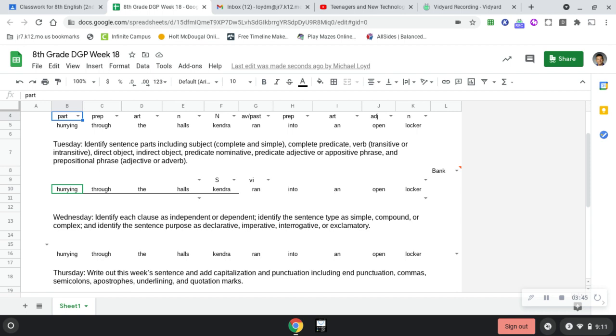So again, we're going to highlight everything. Click on the waffle. Highlight our single underline and hit the bottom border button. And now we have a bottom border. Connie, it's a great observation to realize that hurrying through the halls is talking about what Kendra is doing. Yes, sir.